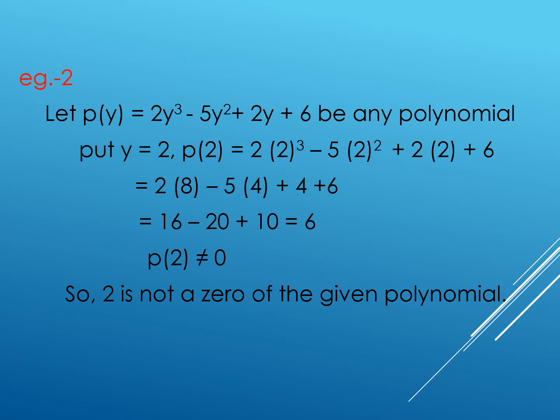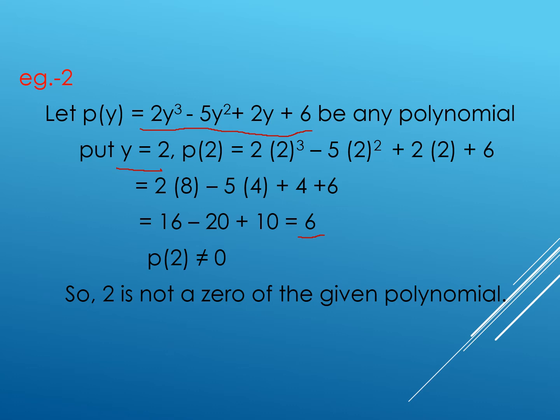Here the polynomial is p(y). p(y) is equal to 2y cubed minus 5y squared plus 2y plus 6. Now here the variable is y. If we put the value of the variable y as 2, we will get p(2) is equal to 2 raised to power 3 minus 5 times 2 squared plus 2 times 2 plus 6, and if we solve this, we get the value as 6.